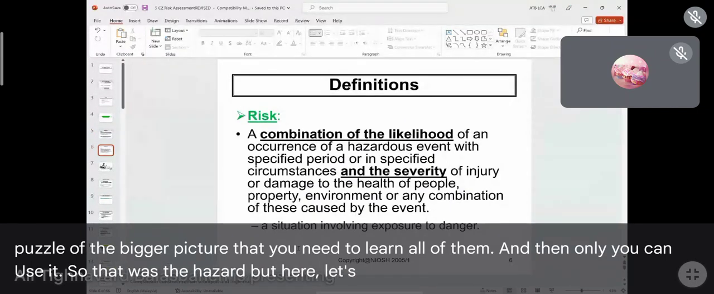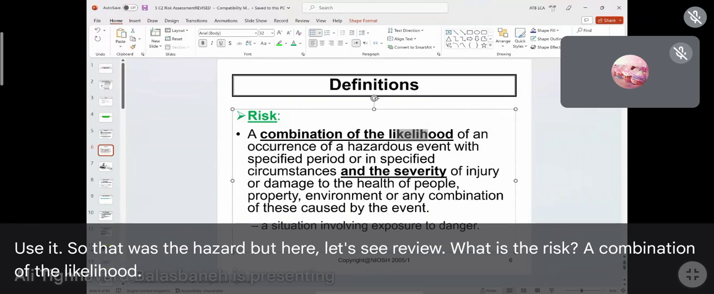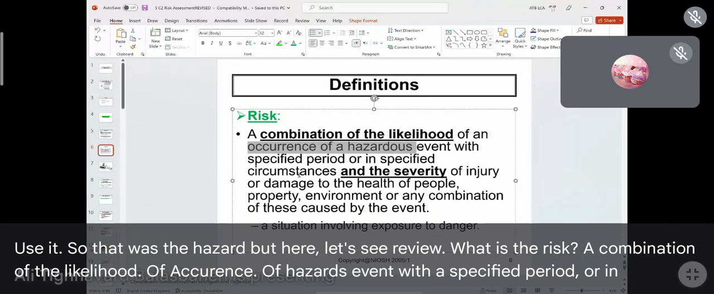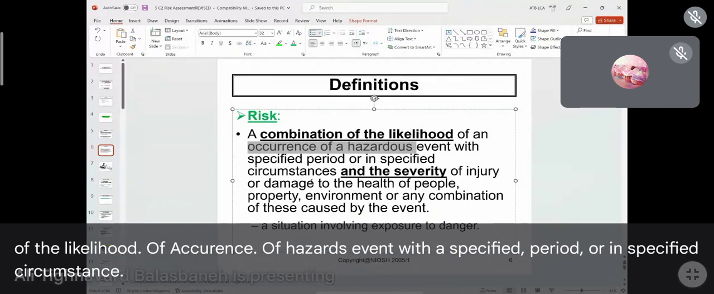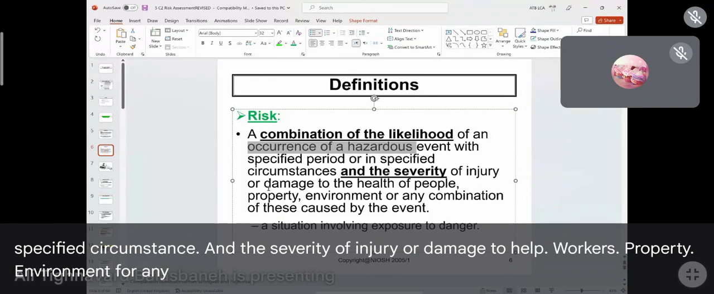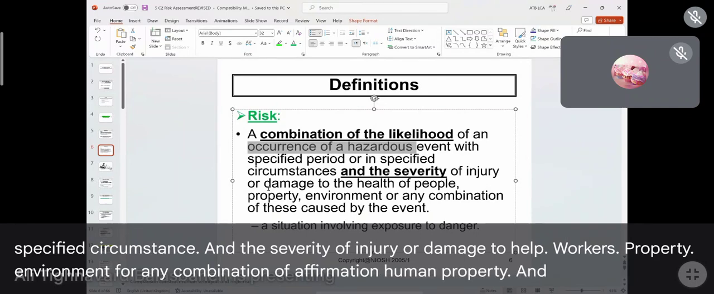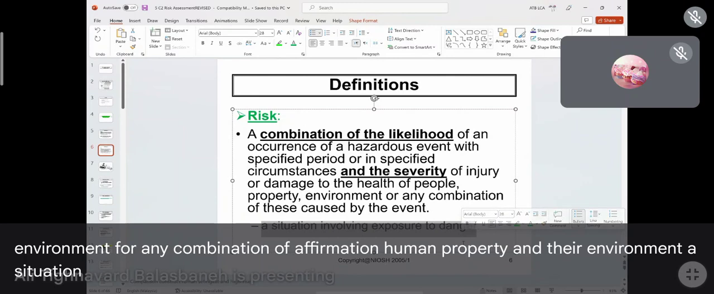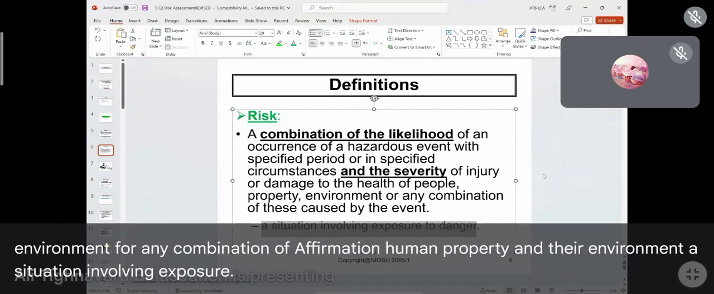But here, let's review what the risk is. A combination of the likelihood of occurrence of a hazardous event within a specified period or in specified circumstances, and the severity of injury or damage to the health of workers, property, environment, or any combination of the aforementioned human, property, and the environment. A situation involving exposure to the danger.